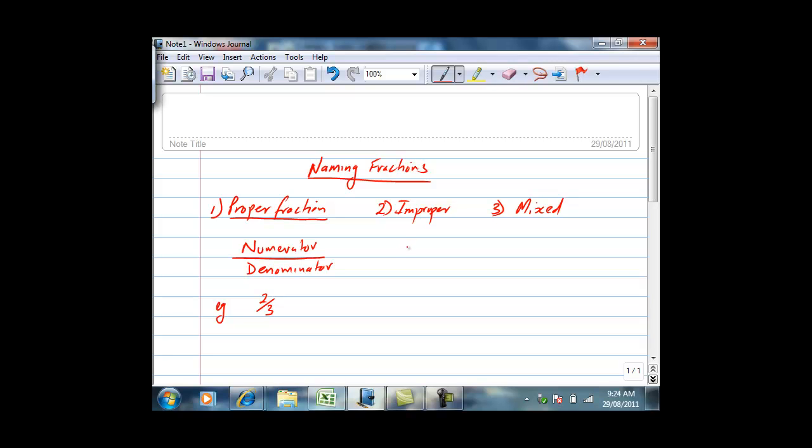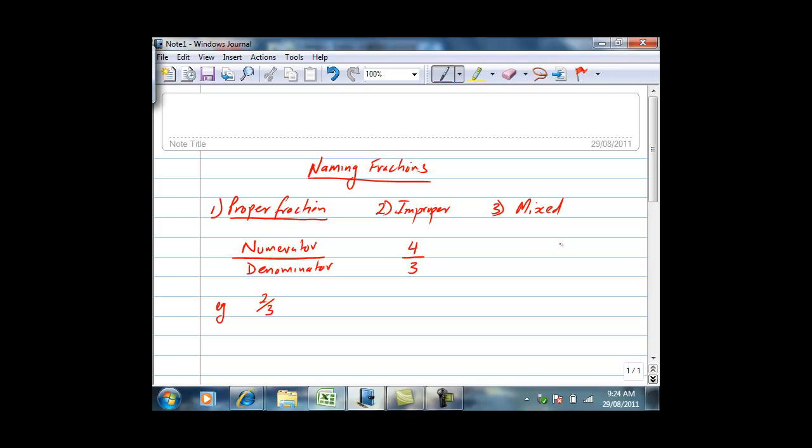In an improper fraction, the numerator is larger than the denominator. For example, 4/3. So we can see that the numerator, which is 4, is larger than the denominator, which is 3.